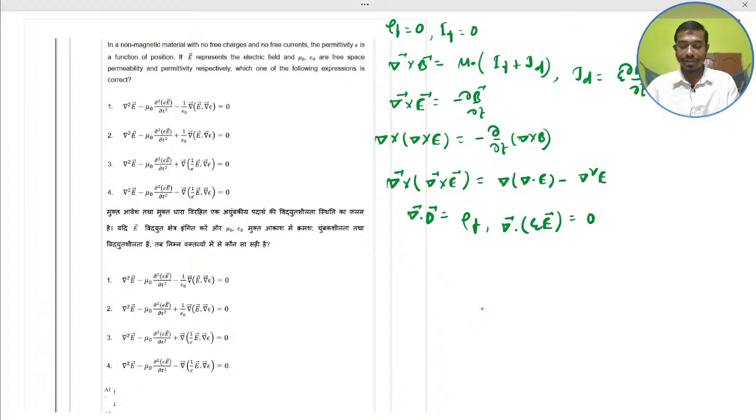So now substitute this equation in the wave equation. Now you expand this del, you just get the del dot E would be minus epsilon E dot divergence of E, divergence of epsilon.